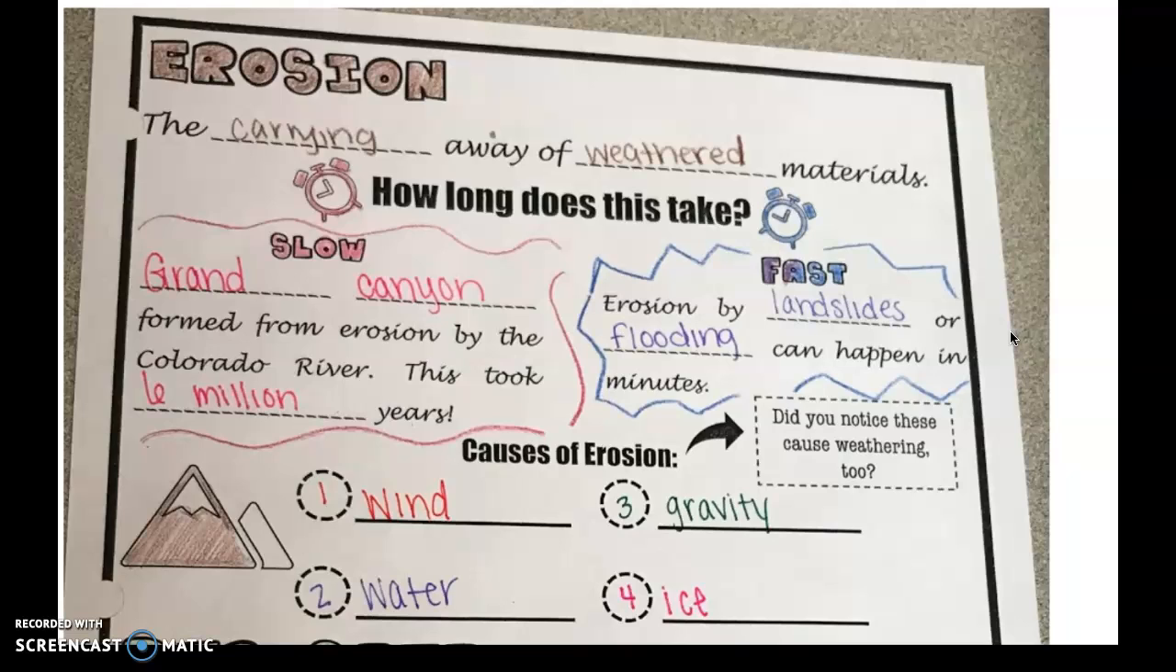Or erosion can take a really long time, like what happened in our Grand Canyon. The Grand Canyon formed from erosion by the Colorado River. This took about 6 million years, which is a pretty long time if you ask me. So erosion can be both quick and slow. It just depends on the conditions of where we find our sediments and the conditions of the area around it. There are 4 types of erosion, or 4 causes of erosion. The first one is wind.